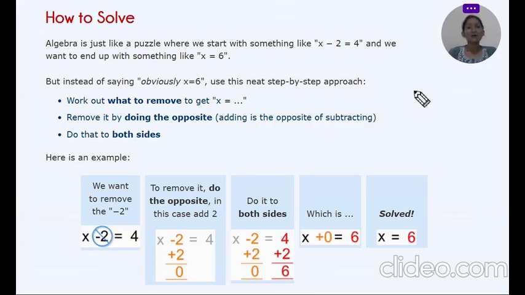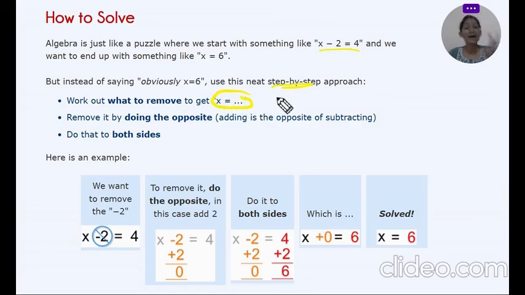Now we will see how to solve these kinds of questions. Algebra is just like a puzzle where we start with something like an expression x minus 2 equals 4, and we want to end up with something like x equals 6. But instead of saying obviously x equals 6, we use a very neat step-by-step approach. First of all, we will work out what to remove to get x equals. So we need to find an expression like this.